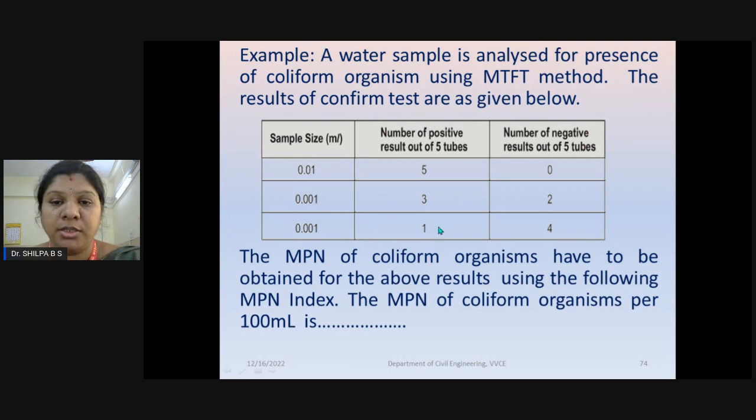Similarly, a water sample is analyzed for the presence of coliform using MTFT. These are the results: positive is 5, negative 0. Here the dilutions are different. Depending on the dilutions, or whatever sample sizes we are taking, the value will vary. The MPN of coliform has to be obtained for the above results using the MPN index. So the MPN of coliform per 100 ml is how much?